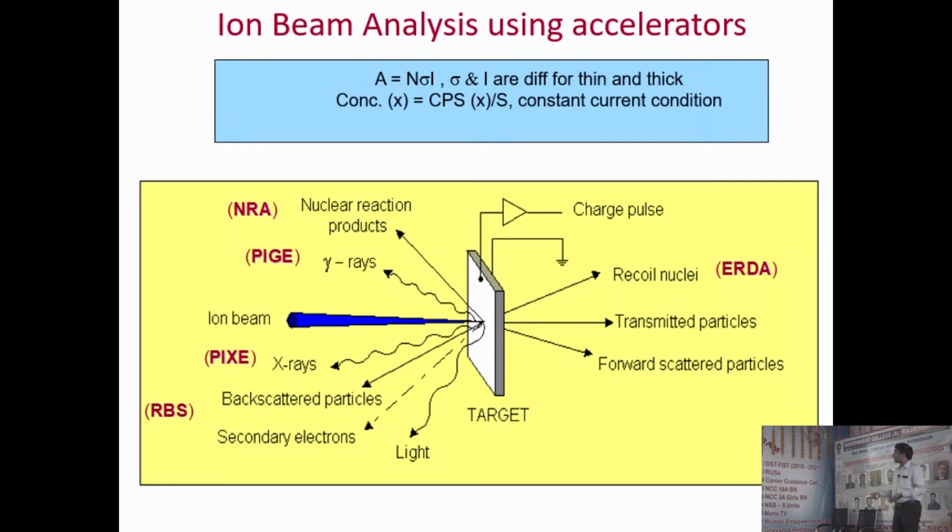When I am bombarding, if there is a nuclear reaction, then gamma rays will be emitted. If you are measuring the induced gamma ray, we call it particle induced gamma ray analysis. In this process, excitation and ionization are the normal processes of any radiation energy deposition. Elements will get excited, and at that time they will emit X-rays. If I am measuring the X-rays, that technique is called particle induced X-ray emission.